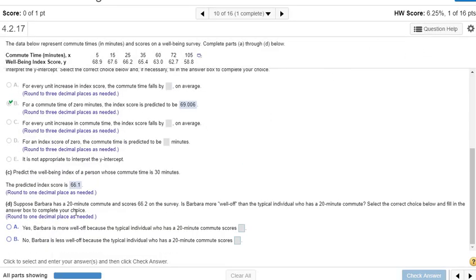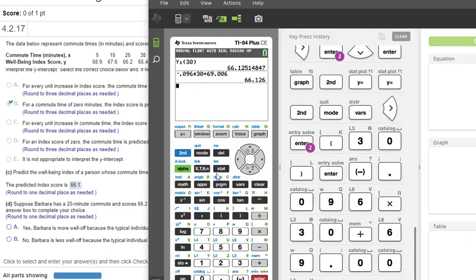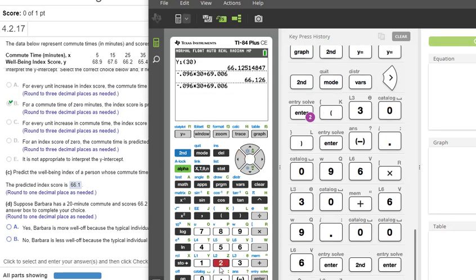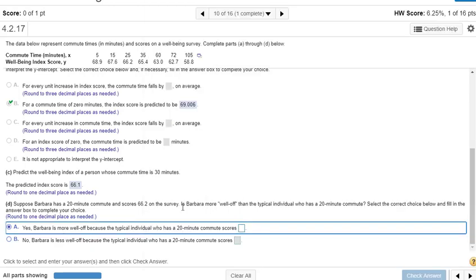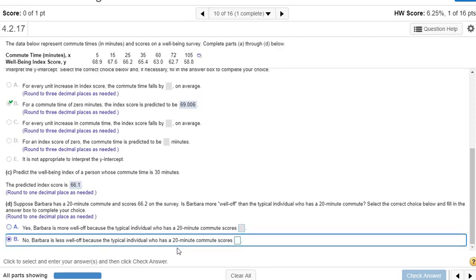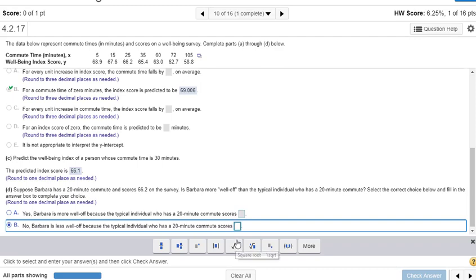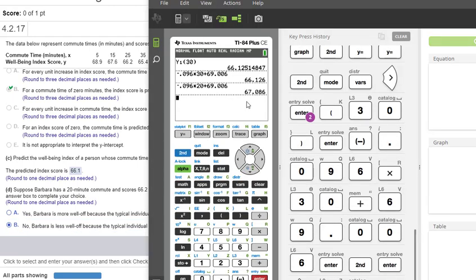Suppose Barbara has a 20-minute commute and scores a 66.2 on the survey. Is Barbara more well off than the typical individual with a 20-minute commute or less? So let's find out what the average well-being score would be expected to be. So I'm going to put in a 20 to my equation. I already have the equation here, so I can press second, enter, and just come up here and change that 30 to a 20. 67.086. So hers is less than that, right? So no, Barbara's less well off. The typical individual with a 20-minute commute has a well-being score of 67.1.